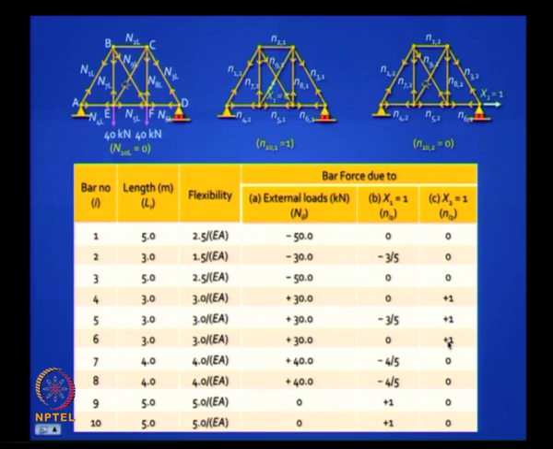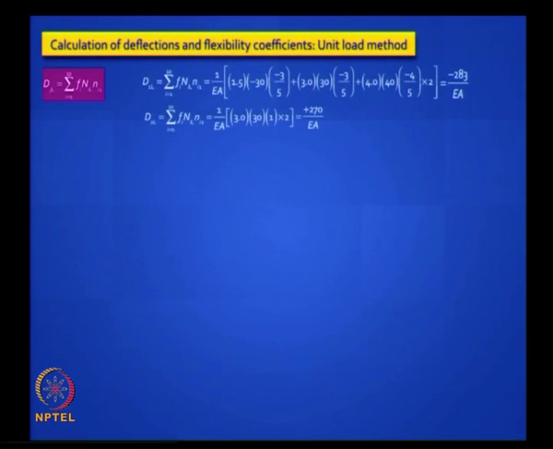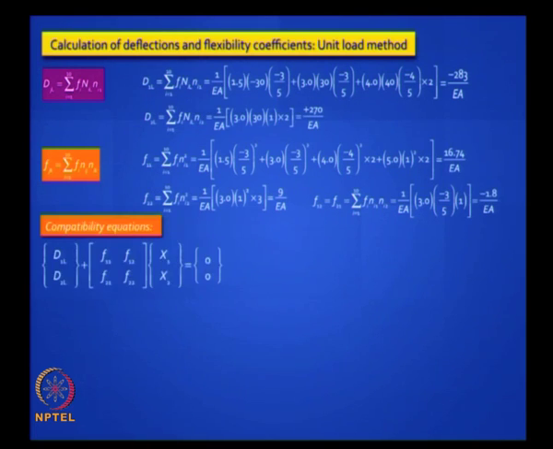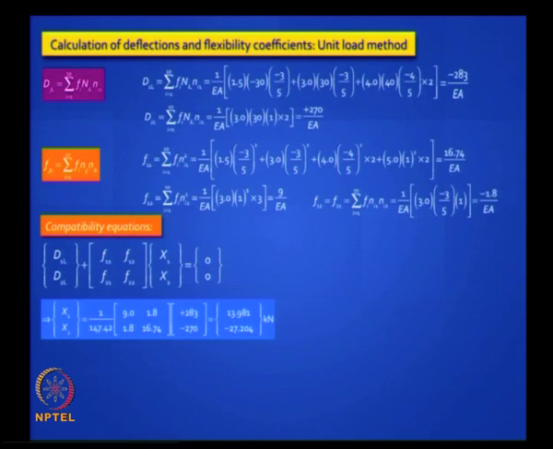So these things should not take you too much time. Once you have done this exercise, invoke your unit load method equations. Are you clear about this? We have done this before. So get those numbers in terms of EA, and EA gets eliminated, substitute in your compatibility equations and solve for x1 and x2. The final bar forces are given.